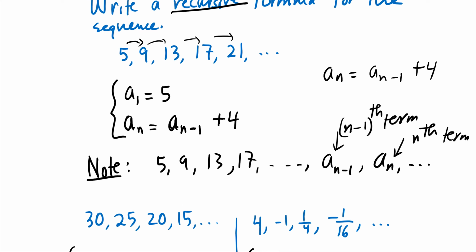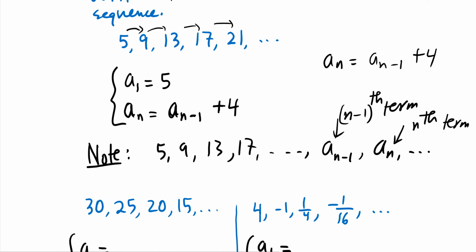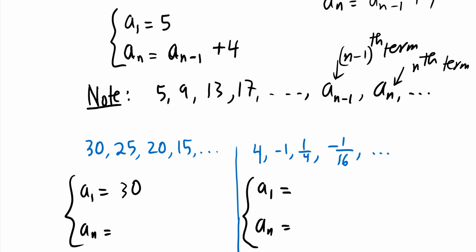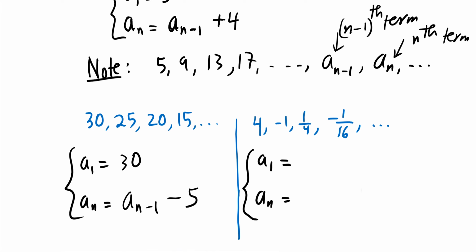Next one, we have 30, 25, 20, 15. Notice they're subtracting 5 every time, right? So now how do we write the recursive rule? a1 is 30, so we start with a1 on the left side, 30, and we need an. an is going to be an minus 1, and they are subtracting 5 every time, as I mentioned.